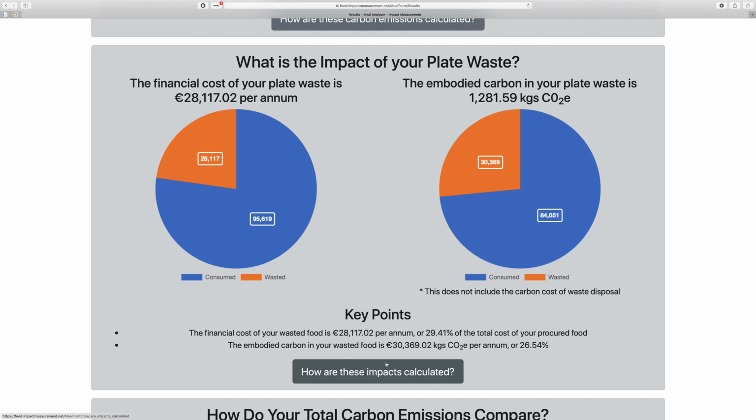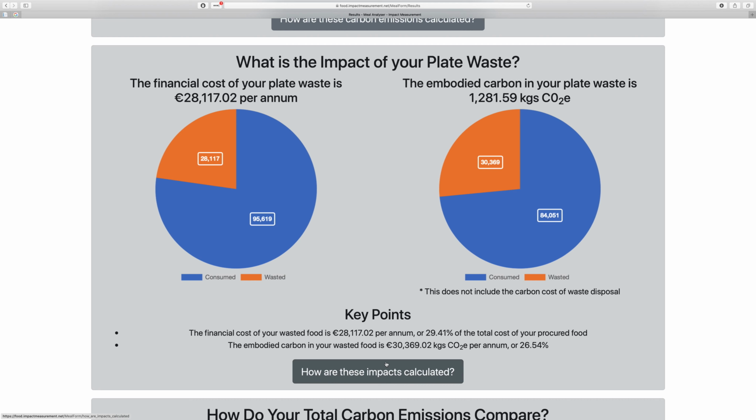And in this particular example, we can say that it's cost you something just over 28,000 euros a year just in discarded value of food thrown away, which is really a pretty big figure, I think. And on the right-hand side, we're showing you what the embodied carbon of that food that you've thrown away is. Now, I just want to make the point here that this doesn't include the carbon cost of waste disposal.